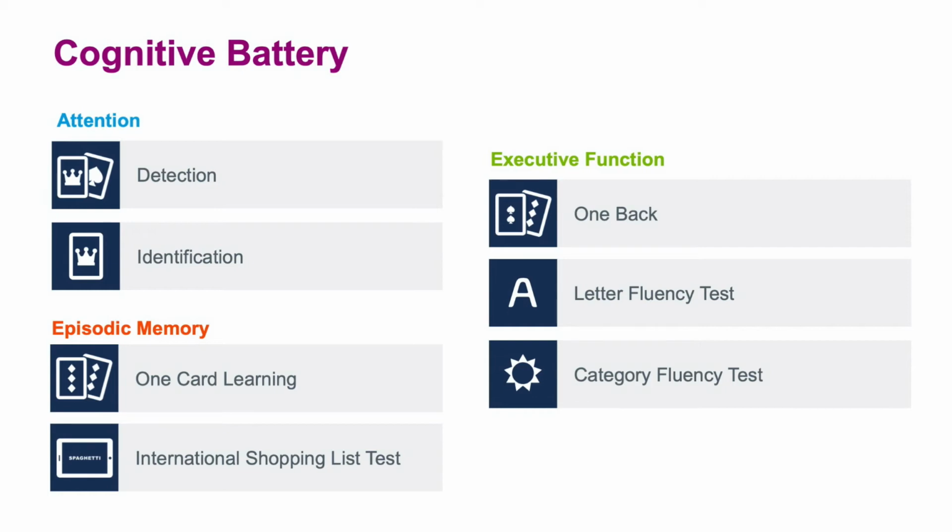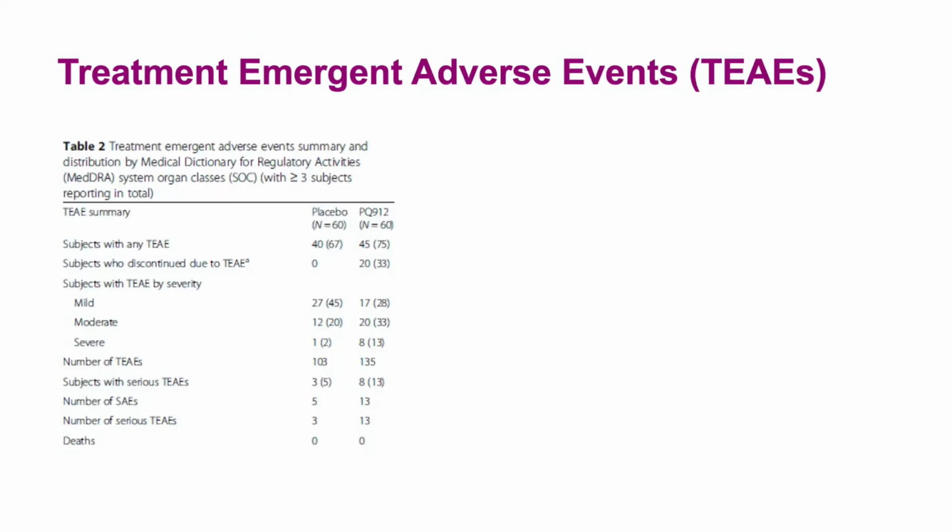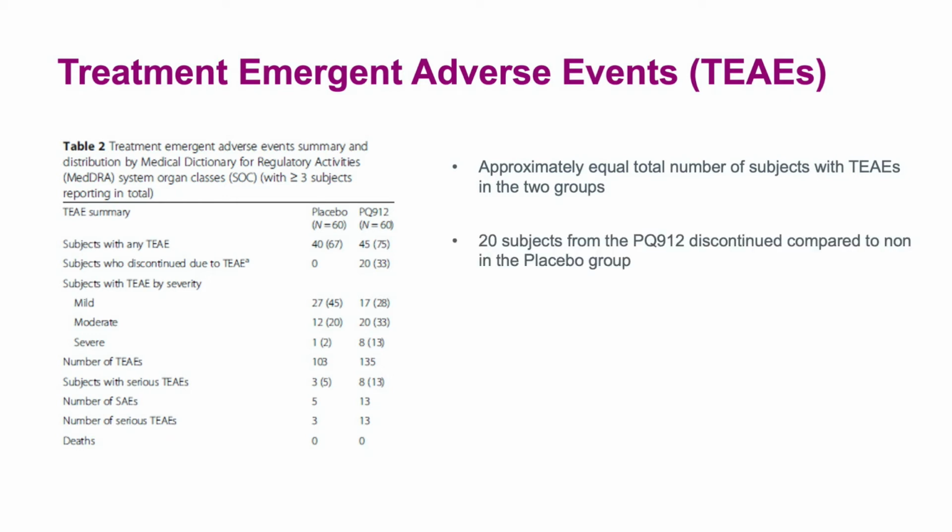So this test battery was fairly broad, and in addition to these composites, all tests did combine into an overall cognition composite. Again, let's have a look at the treatment emergent adverse events profile for this study. Here we compare placebo with PQ912. And of note, there was an approximately equal total number of subjects with TEAEs across the two groups. However, 20 subjects from the PQ912 group actually discontinued compared to none in the placebo group.